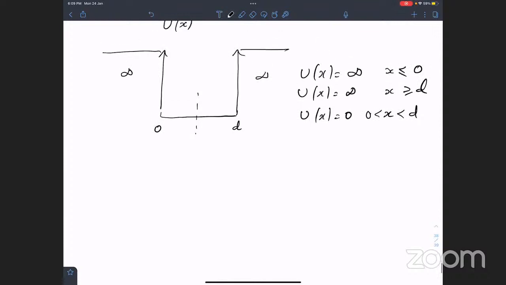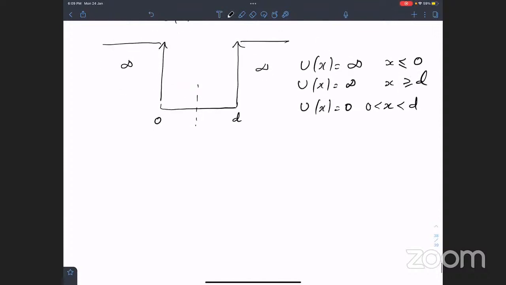So physically, what is this kind of situation? It's basically like a well, a big deep well. So you have basically gone inside the well. Okay, you're standing inside the well.